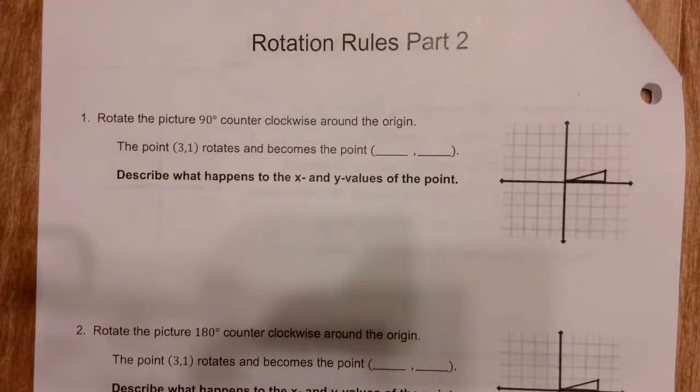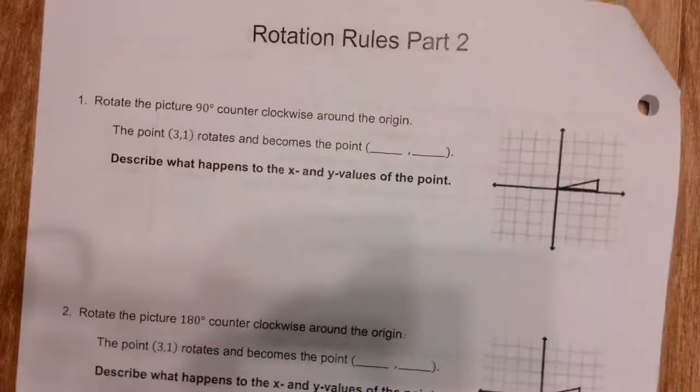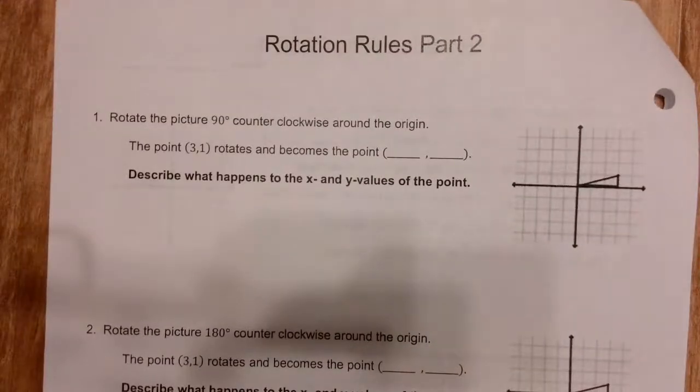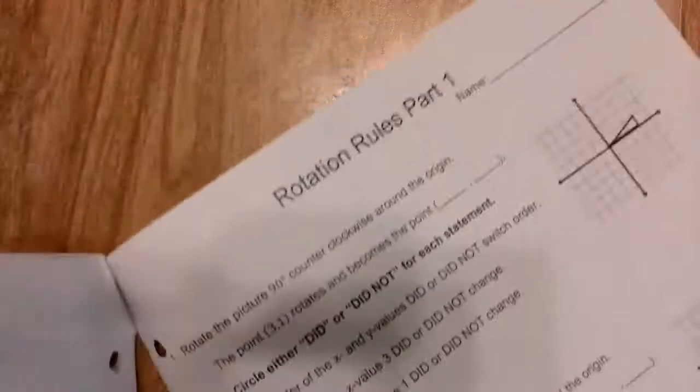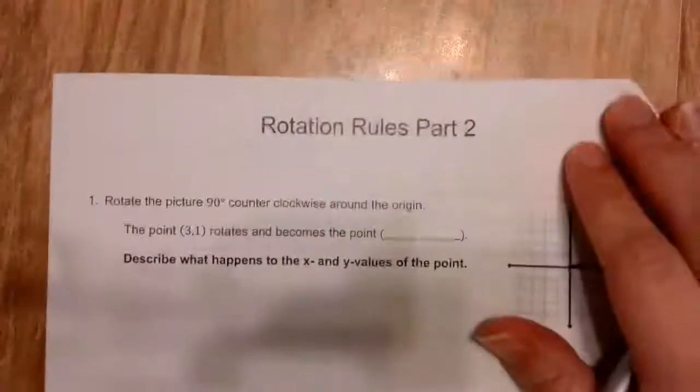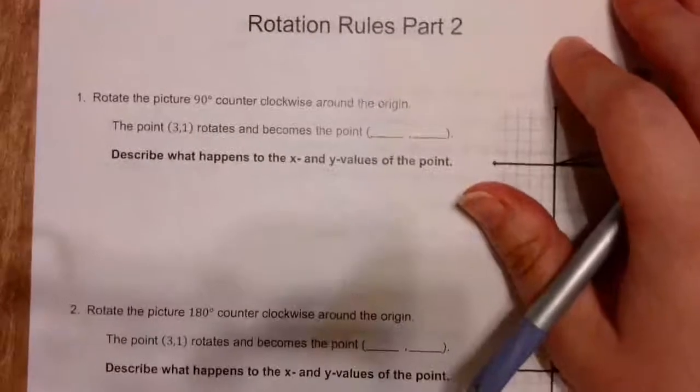All right, so for section 4.3, we are going to deviate from the notes a little bit that I would usually do, and we're going to look at a different packet. The first page says Rotation Rules Part 1. That's kind of a discovery part that I would typically do in class. We're going to go to Part 2, and I'm going to show you how this works.